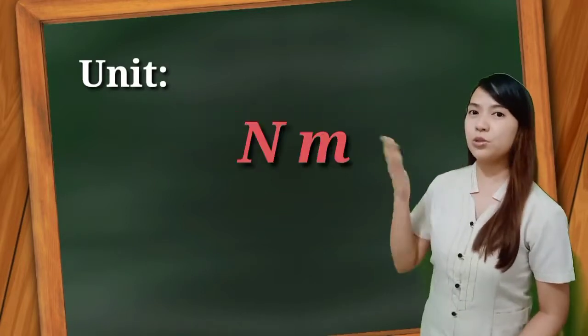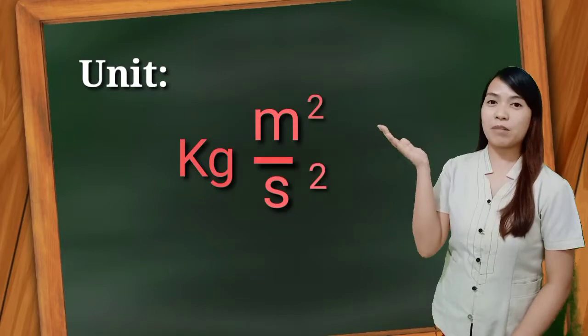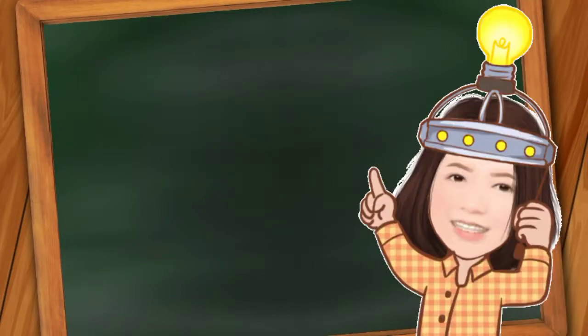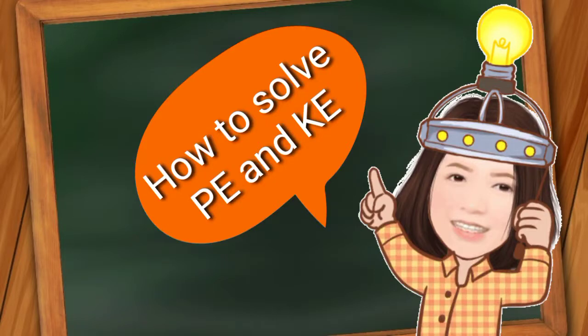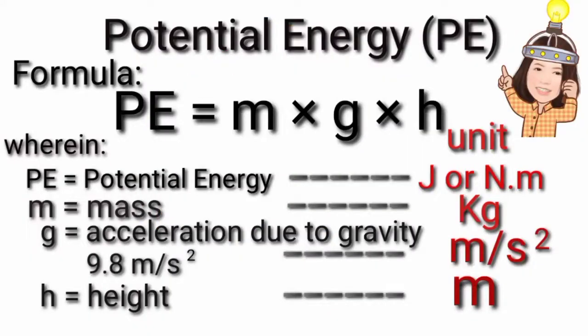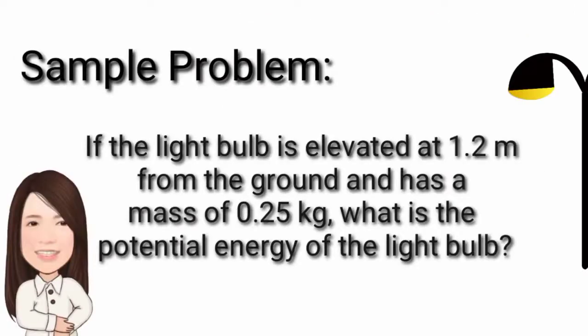Usually, we use joules or J in expressing the unit of energy. We also use newton meter or kilogram meter squared per second squared. Now, let's proceed to how to solve potential and kinetic energy problems. Potential energy, or PE. We use the formula PE equals m times g times h, wherein PE is potential energy, unit J or Nm; m is mass, unit kilogram; g is acceleration due to gravity, 9.8 meters per second squared; h is height, unit m.